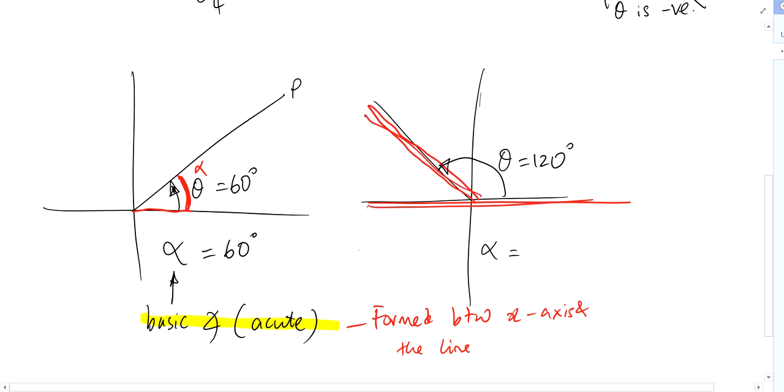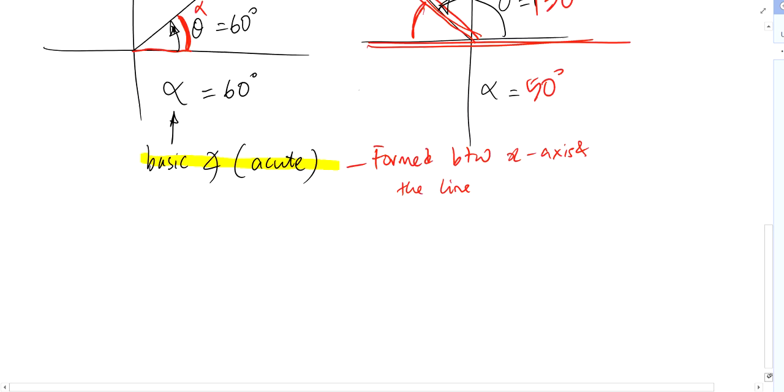Where is the acute angle? This one? Okay, it must be acute. So what is this value? Alpha equals to? How much? 180 minus 120, we get 60 degrees. Okay, if this theta is equal to 130 degrees, what is my alpha? How much? 50 degrees. Very good. So now we have covered first and second quadrant already.